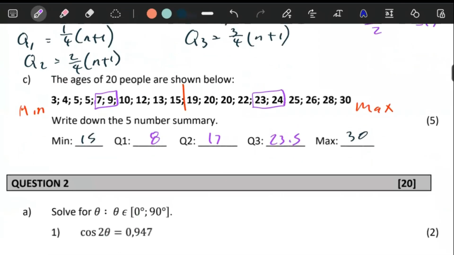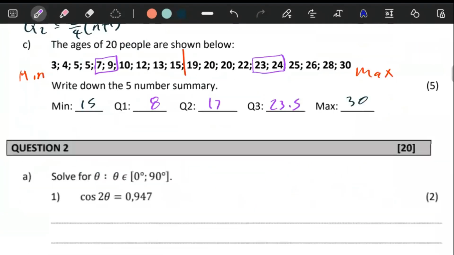Let's keep moving forward to question number 2. Question number 2 says the following.